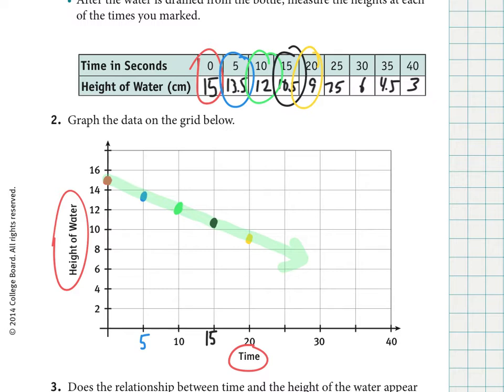I can tell because as we move to the right, the y values are getting smaller. Just like when you read a sentence, you read from left to right. In this case, as I read that graph from the left to the right, the y values are getting smaller. Again, that indicates a negative slope.